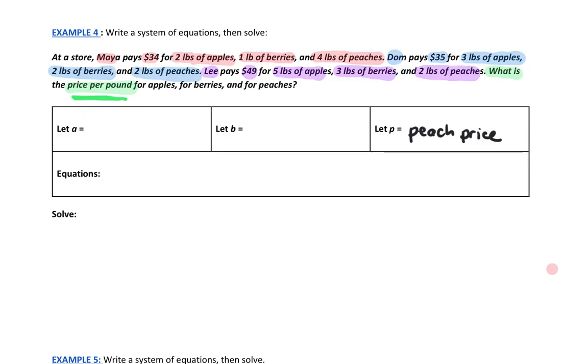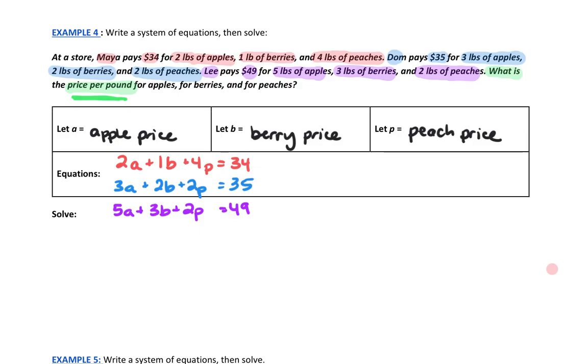We have Maya paid $34 for 2 pounds of apples and 1 pound of berries and 4 pounds of peaches, and that costs $34. Okay, so just like what I did, do the same thing for Dom and Lee. So now we have to decide which variable to get rid of, and I think I'm going to go with the P because we have coefficients of 4, 2, and 2. So I'm going to start off with the red equation. So we'll go 2A plus 1B plus 4P is 34.